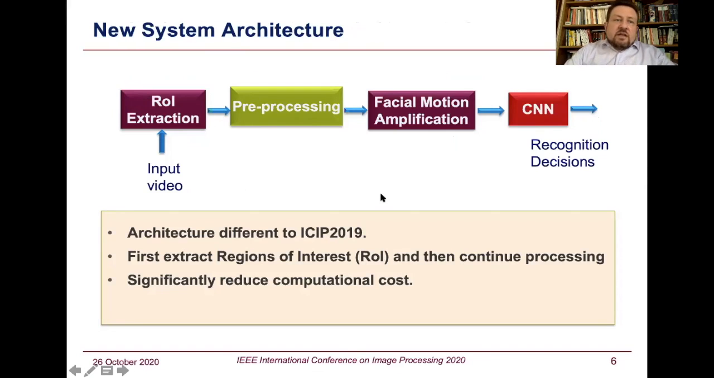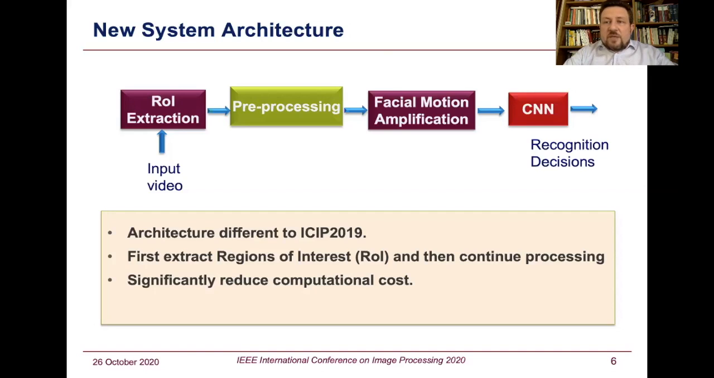Let's have an overview of our architecture. First, we extract the regions of interest. As I said earlier, we don't use the whole face. We are interested in specific areas of the face where the blood flow is really visible. Then we do pre-processing to remove some micro movements that are not useful. Then we do the amplification of the facial motion. And then this is fed to a statistical classifier, in our case a CNN, a deep learning setup that is going to identify the subject.